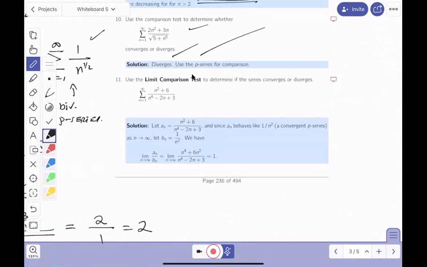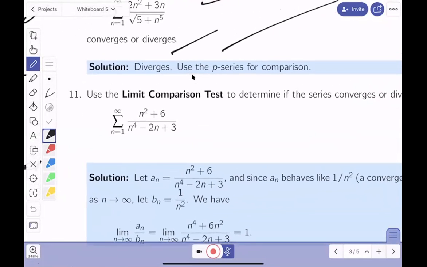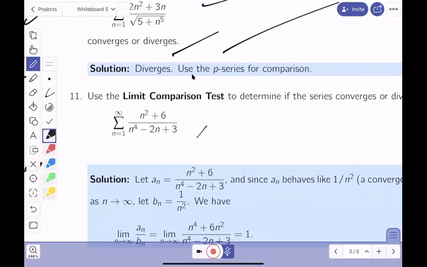All right, this one says use a limit comparison test. I'll do as told. I like the limit comparison test, by the way. It kind of prevents me from doing inequality. Let's just look at it real quick. I'm going to say a good comparison for this one over here would be the sum from n equals 1 to infinity. The degree on the top looks like degree 2, degree on the bottom, degree 4. So I'm going to say 1 over n squared is a good comparison. This is a convergent p-series.